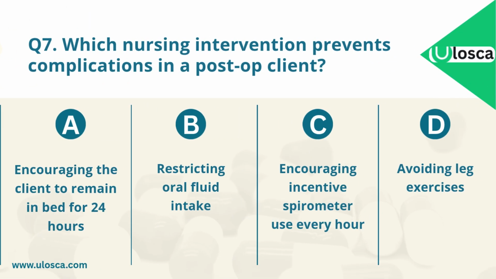Question 7. Which nursing intervention prevents complications in a post-op client? A. Encouraging the client to remain in bed for 24 hours. B. Restricting oral fluid intake. C. Encouraging incentive spirometer use every hour. D. Avoiding leg exercises. Which one is the correct answer?